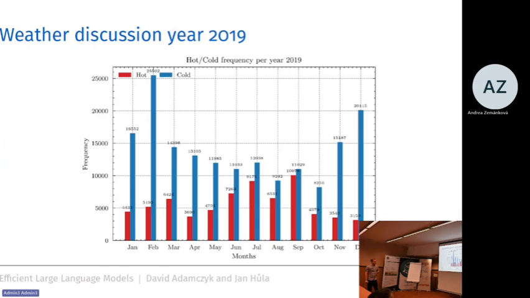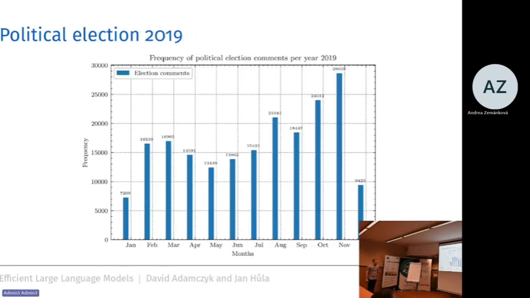So here you can see the example for the discussion about the weather. The red color is discussion about the hot weather, and the blue is about the cold. So you can see in February people talk about the cold weather, and in June or July people talk about the hot weather. And this is the second experiment, and you can see in November people talk about the political election in the USA.